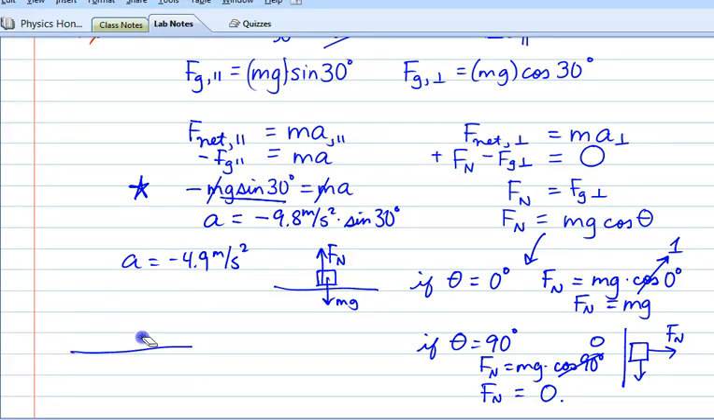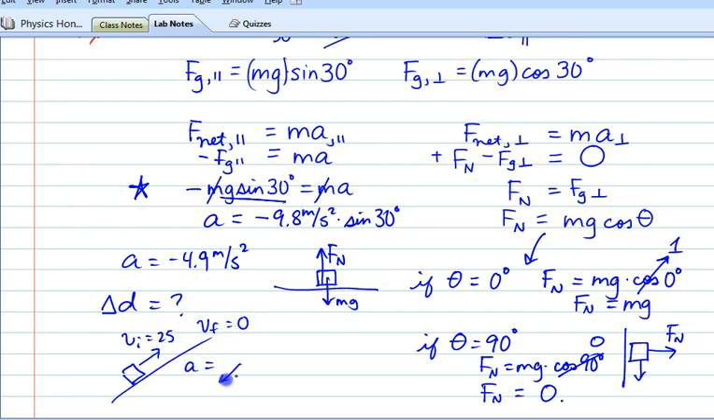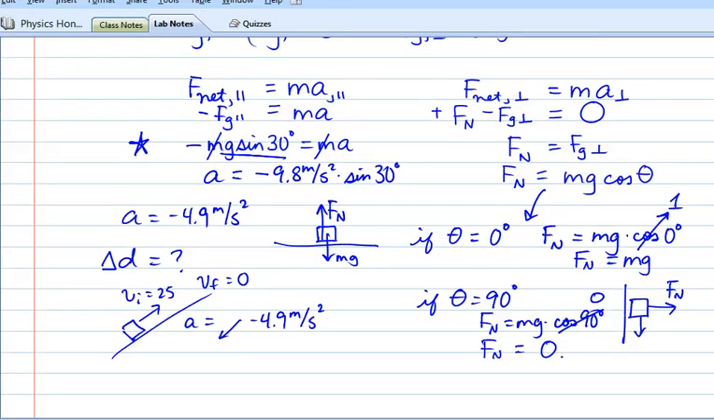So in any case, how do we find the final answer? How do we find the distance that it's traveled? Well, this is a 1D motion problem. Okay, we have an initial speed of 25, we have a final speed of 0, we have an acceleration of 4.9 meters per second squared parallel to the ramp, and we're trying to find the distance it goes.